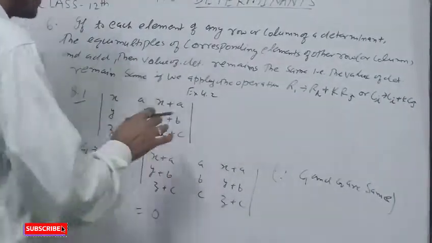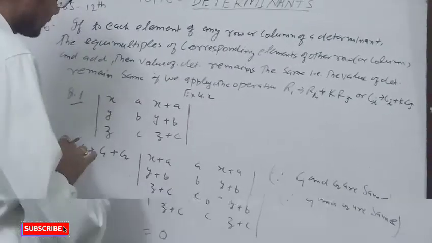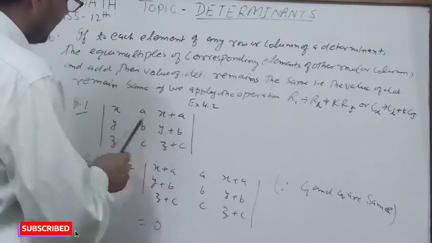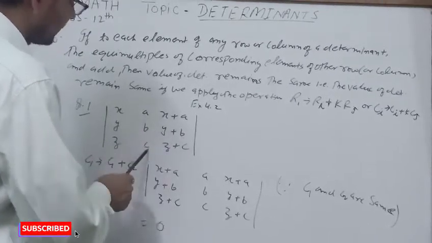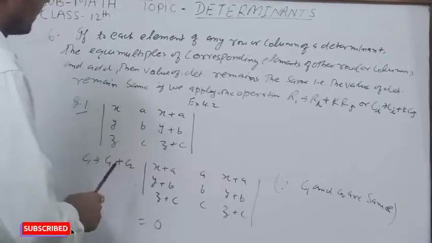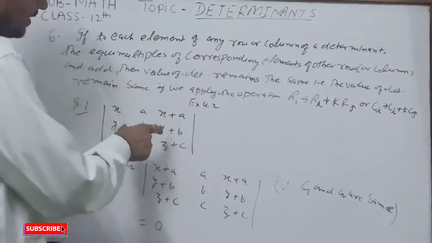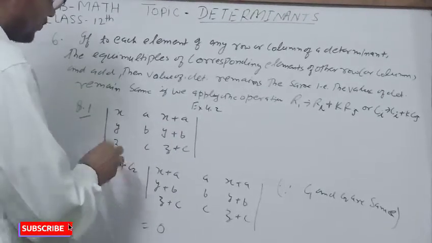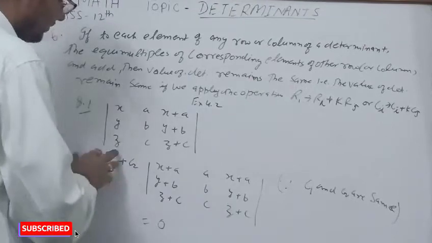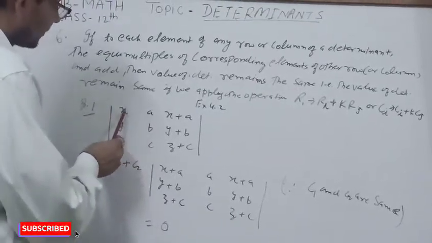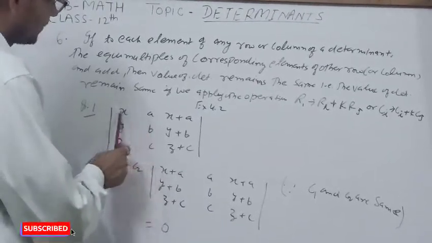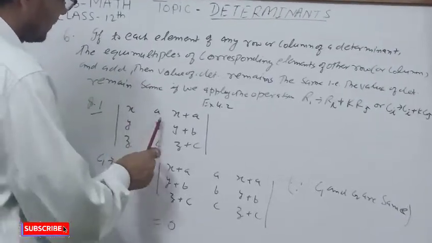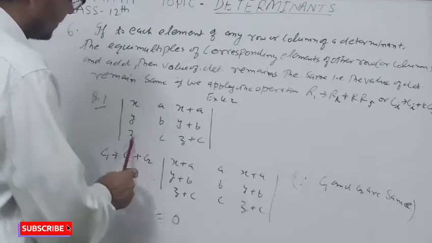Now, exercise 4.2, question 1. The determinant is x, a, x plus a; y, b, y plus b; z, c, z plus c. Now we have to find the value of the determinant without expanding, so we have to use these properties. Look at this, C1 and C2. We add C1 and C2, and put it in C3: x plus x plus a, y plus b, z plus c, right?